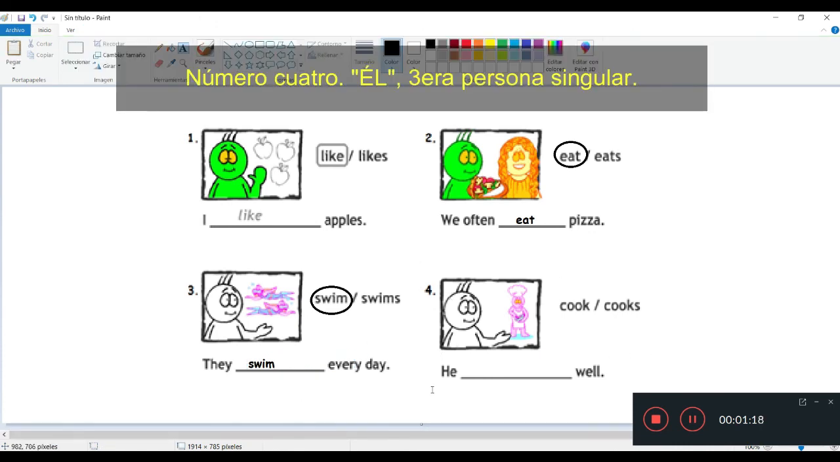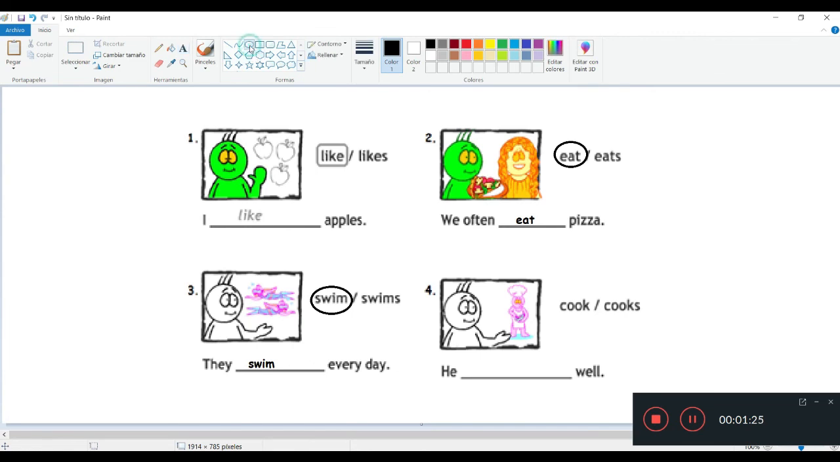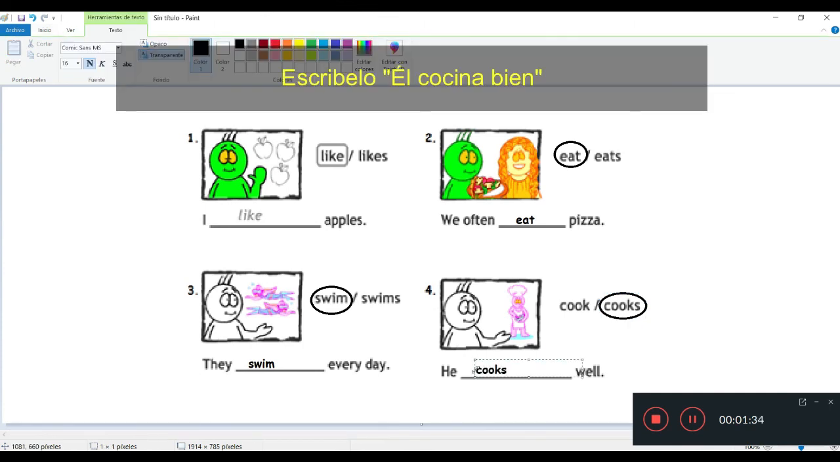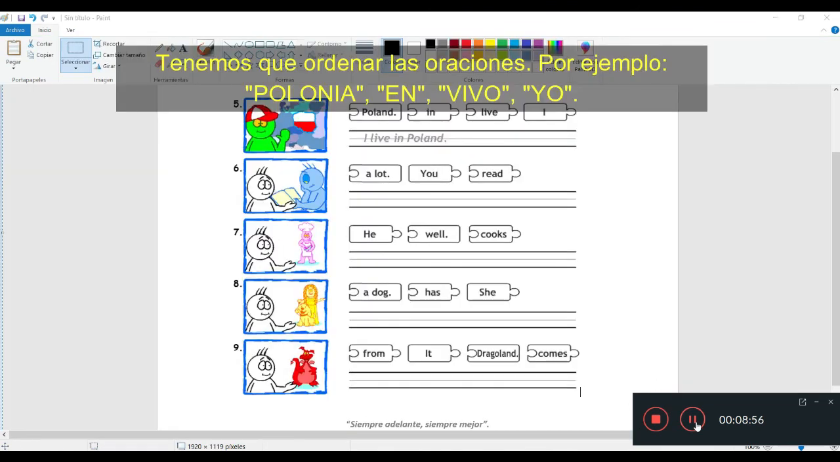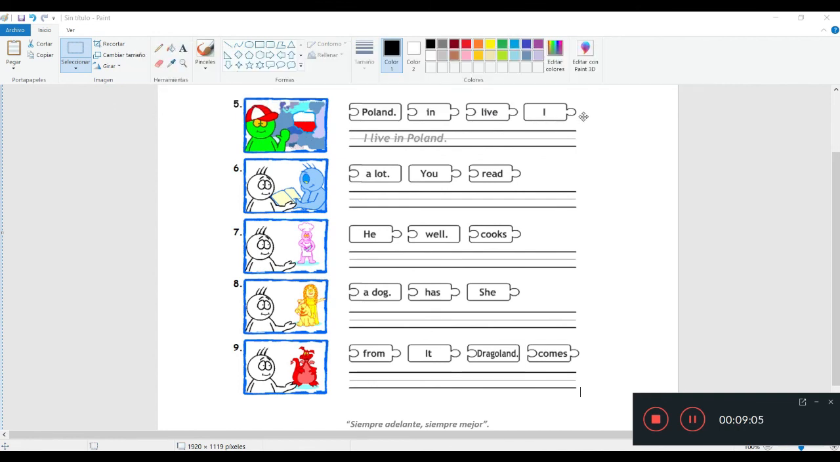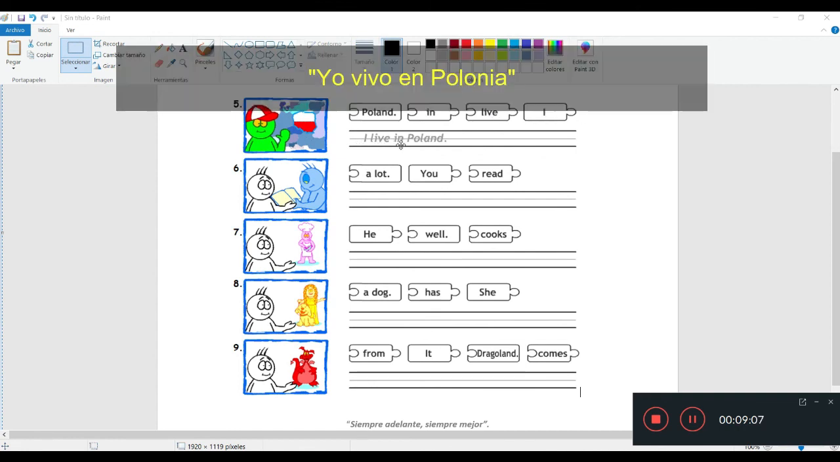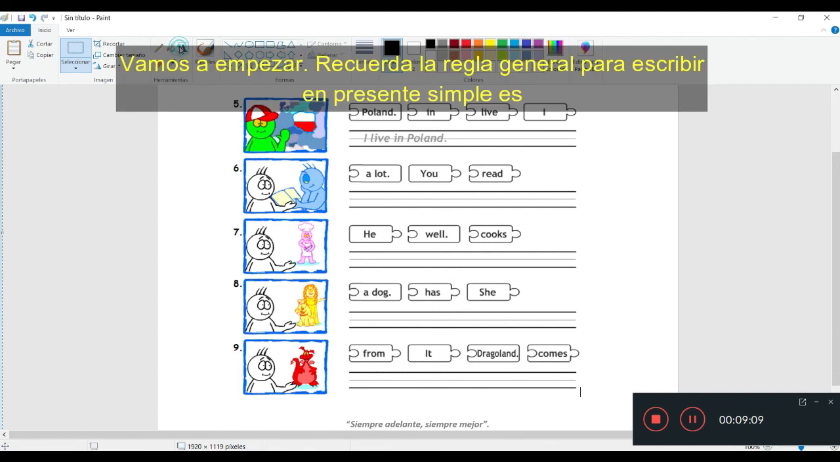Number 4, he, third person singular. Cook or cooks? He cooks. Write it down. He cooks well. So we have to order the sentences. For example, number 5, Poland, in, live, I. I live in Poland. Let's start.